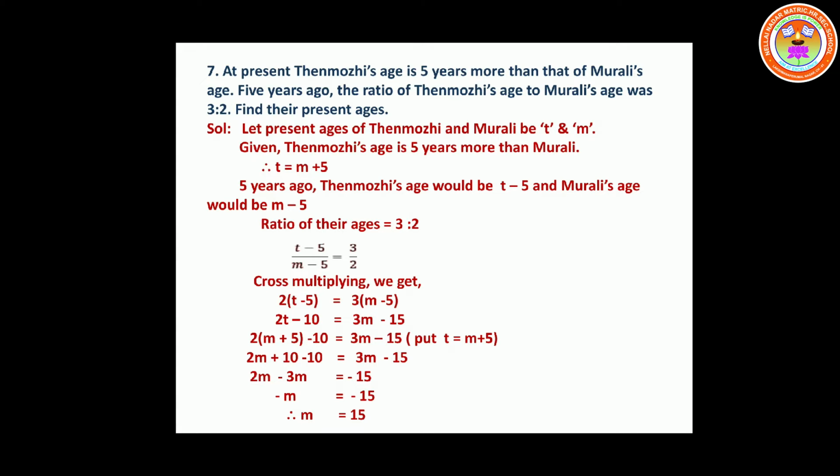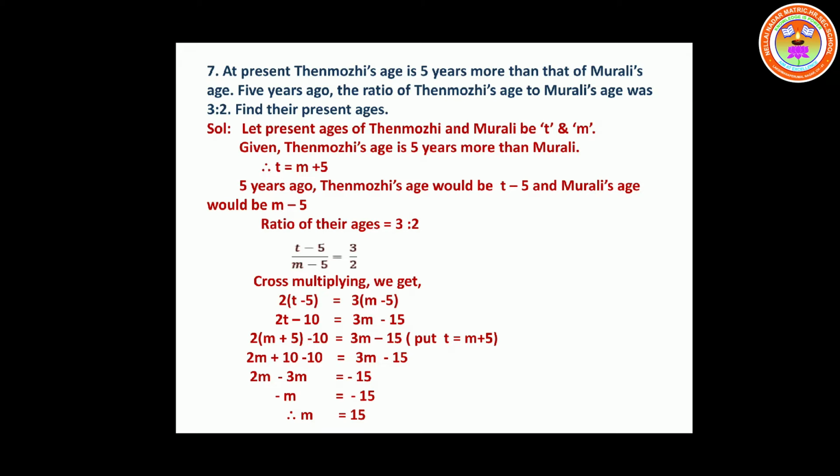And here in this question we have to find the present ages of Tainmuri and Murali, and the clues are given as statements. So let us go to the solution first. Let present ages of Tainmuri and Murali be T and M. T for Tainmuri and M for Murali. So this is denoted as the present ages of Tainmuri and Murali.